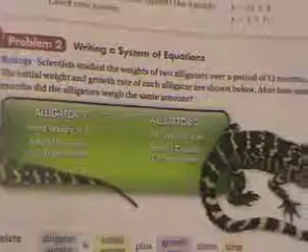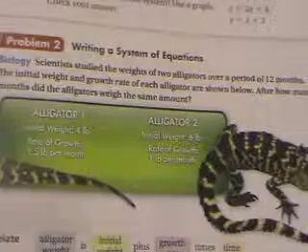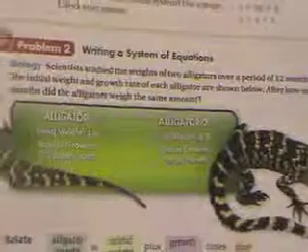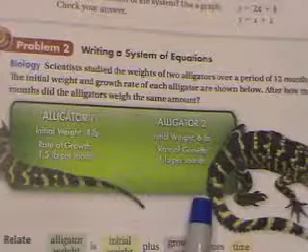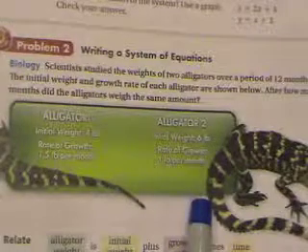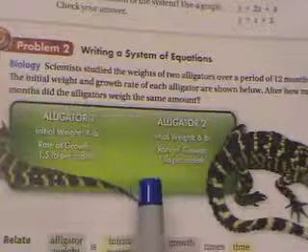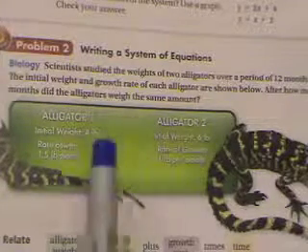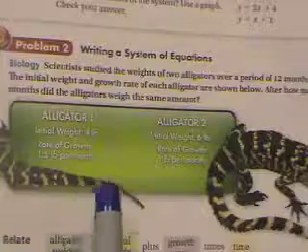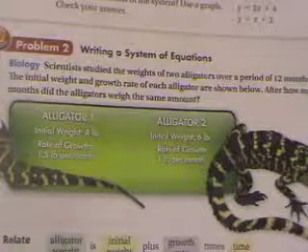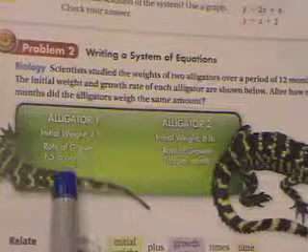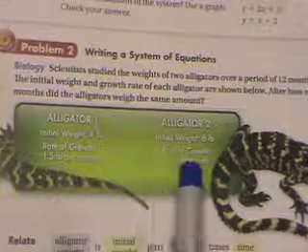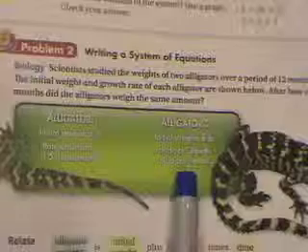So problem 2 involves baby alligators. You don't get to work with that just any day. You've got 2 alligators. Scientists are studying their growth, their weight and growth rate. So at what point did these 2 alligators weigh the same amount? Here are your facts. Alligator 1 started at 4 pounds and grew 1.5 pounds per month. Alligator 2 started at 6 pounds and grew 1 pound per month.